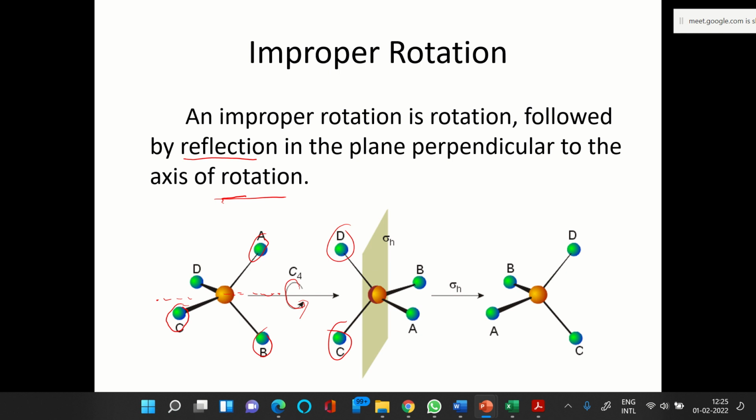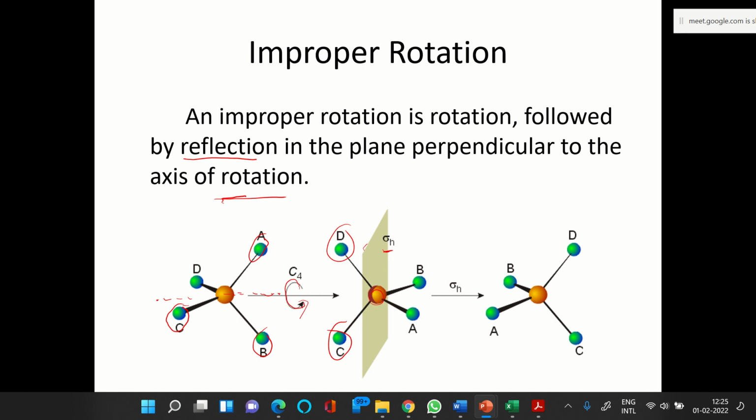And imagine now you do a mirror operation. So from the central point, this atom, you imagine a plane. So this is the sigma h, the perpendicular. So perpendicular to this axis, I am visualizing a plane and performing the rotation. So that is C4, and then sigma h, this operation. Perpendicular to the axis, we call it sigma h.